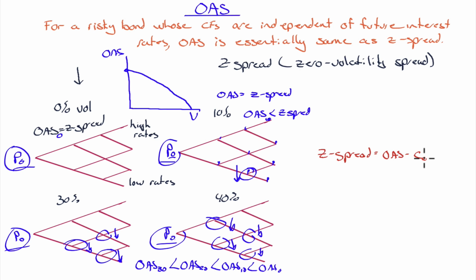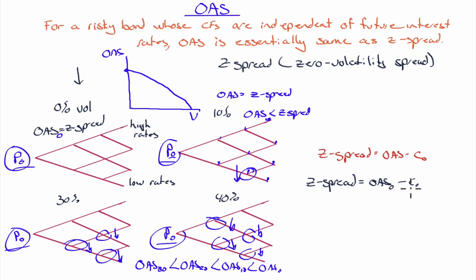I'm going to change this formula a little bit so that you can see exactly what's going on now. I'm going to write it out like this. This should clear everything up. Z-spread equals OAS at zero volatility minus the call option. And there you go. So it's the OAS at zero volatility. As volatility increases, the OAS portion of it gets smaller and smaller and smaller. Why? Because the call option gets bigger and bigger.